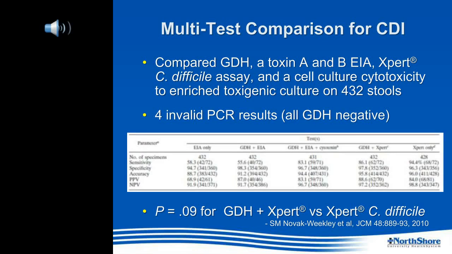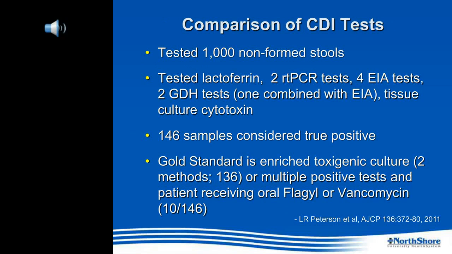This is another study from Novak Weekly, published in 2010, looking at very similar things. Just want to highlight the sensitivity again, and here EIA is down below 60% sensitivity, and this PCR test, which happened to be the GeneXpert, was over 94%. So as we move forward, the sensitivity of the EIA seems to be getting worse and worse.